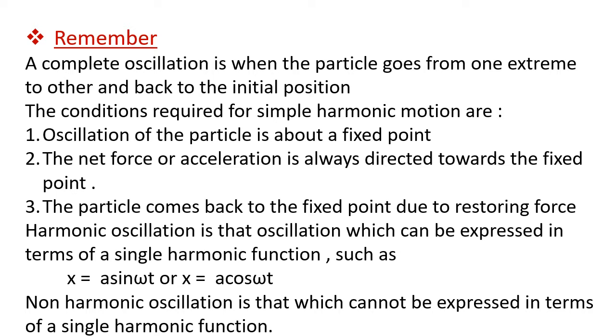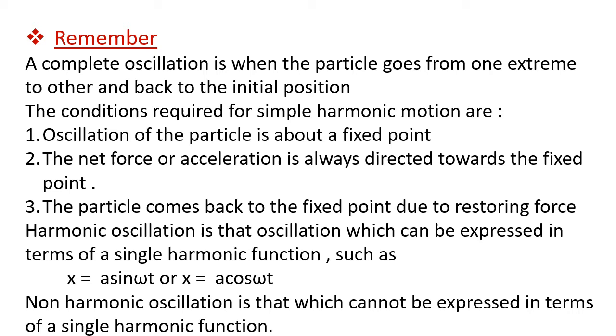A complete oscillation is when the particle goes from one extreme position to the other and comes back to its initial position. The conditions that are required for simple harmonic motion are as follows. The oscillation of the particle should be about a fixed point. The net force or acceleration is always directed towards the fixed point. The particle comes back to the fixed point due to the restoring force. Now as we said, oscillatory motion is a periodic motion which repeats itself in a regular time interval.